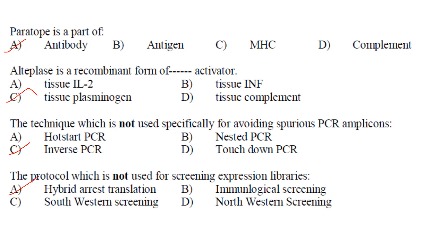The technique which is not used specifically for avoiding spurious PCR amplicons. So hot start PCR can be used for avoiding these spurious PCR amplicons. Nested PCR can also be used. Then inverse PCR. Inverse PCR was designed for amplifying anonymous flanking genomic DNA regions. So it is not for avoiding any spurious PCR amplicons. So answer is option C.